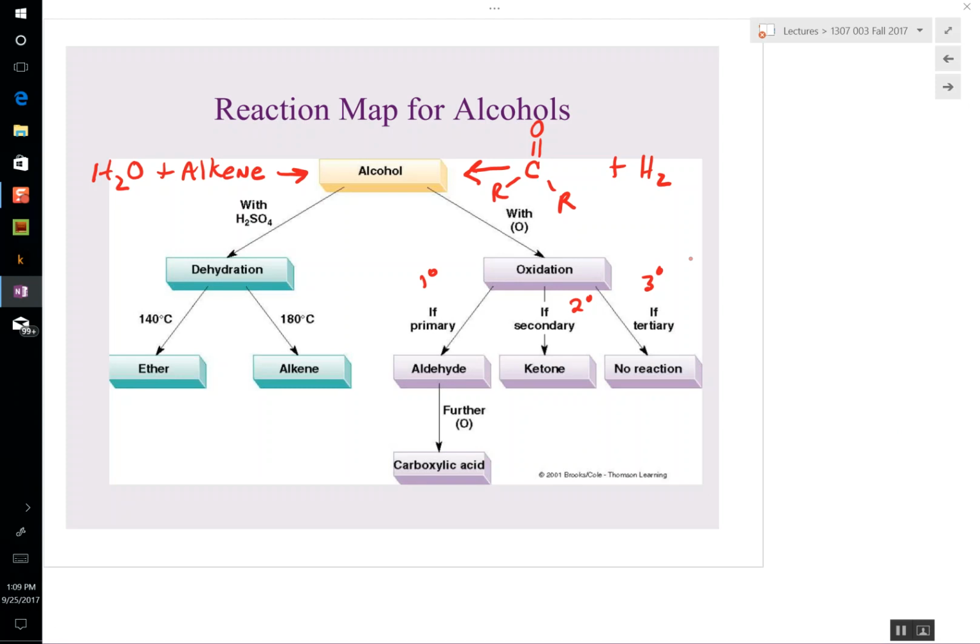And then what we've just covered is, first of all, you can dehydrate an alcohol to form an alkene. Zaitsev's rule applies here. Or you can dehydrate between two alcohols and form an ether. So there's a kind of a reaction summary for chapter 12.